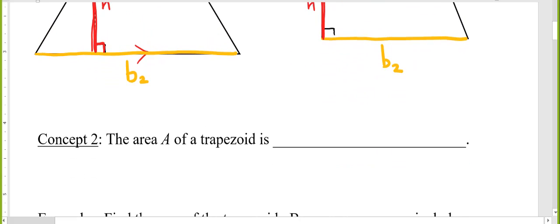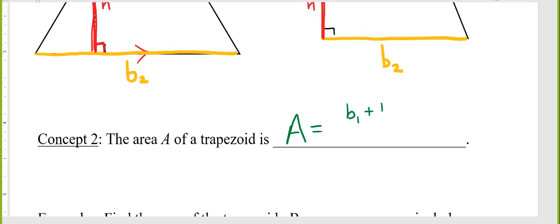Okay, the area of a trapezoid. Here comes the fun formula. Area equals, you're going to add the 2 bases, base 1 plus base 2. Put that in parentheses. That's the first thing you do. Then you're going to multiply that by the height. Then you're going to divide that by 2. So area equals, add up the bases, base 1 plus base 2, then multiply by the height, then divide, the whole thing divided by 2.